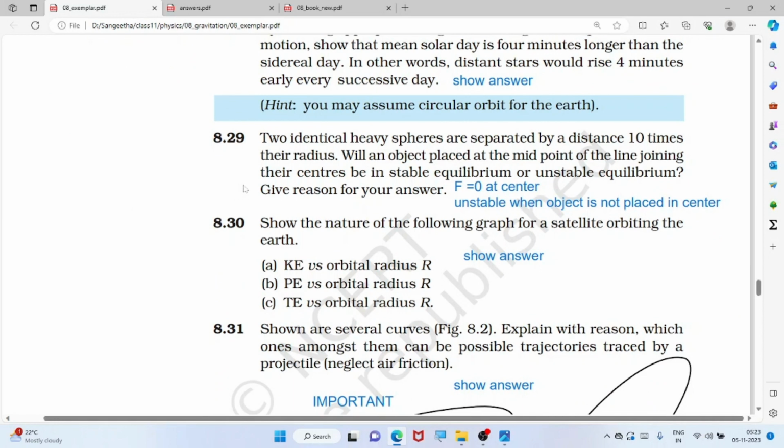Two identical heavy spheres are separated by a distance 10 times their radius. Okay, 10 times the radius. Will the object placed at the midpoint be stable? Okay, so at the midpoint the force will be 0 at the center, but unstable when you move, so you have to compute the force and see. At the center there will be equal and opposite forces, and it is unstable when you move that object towards either of the masses.